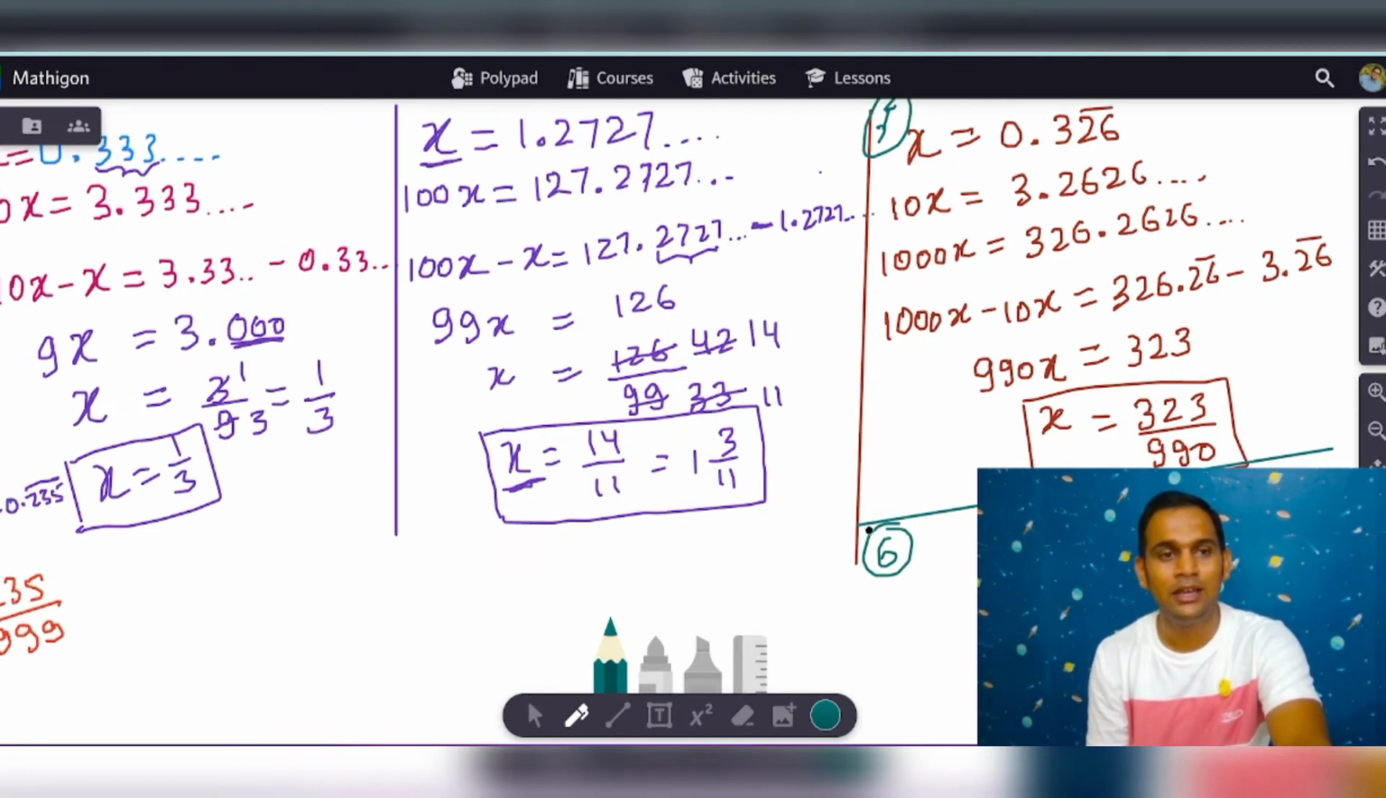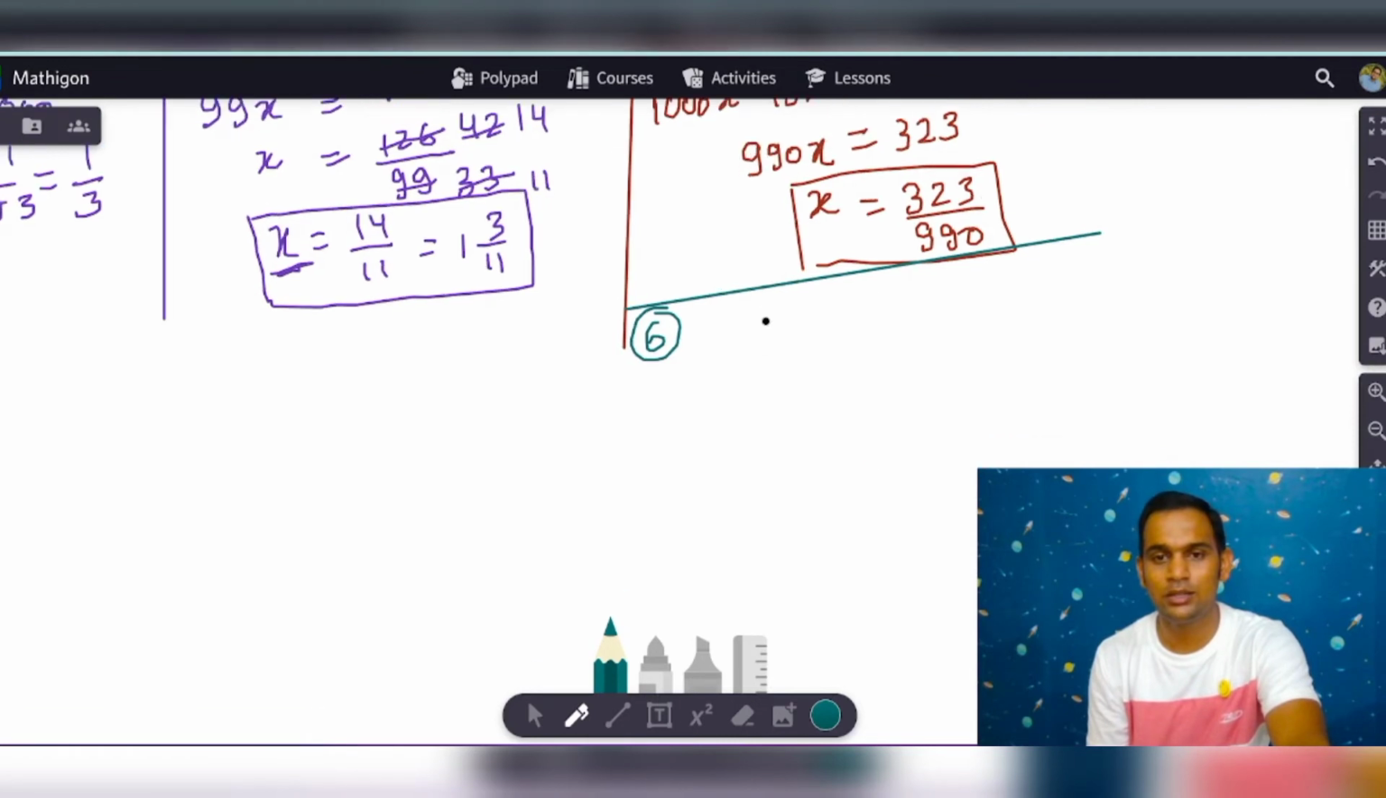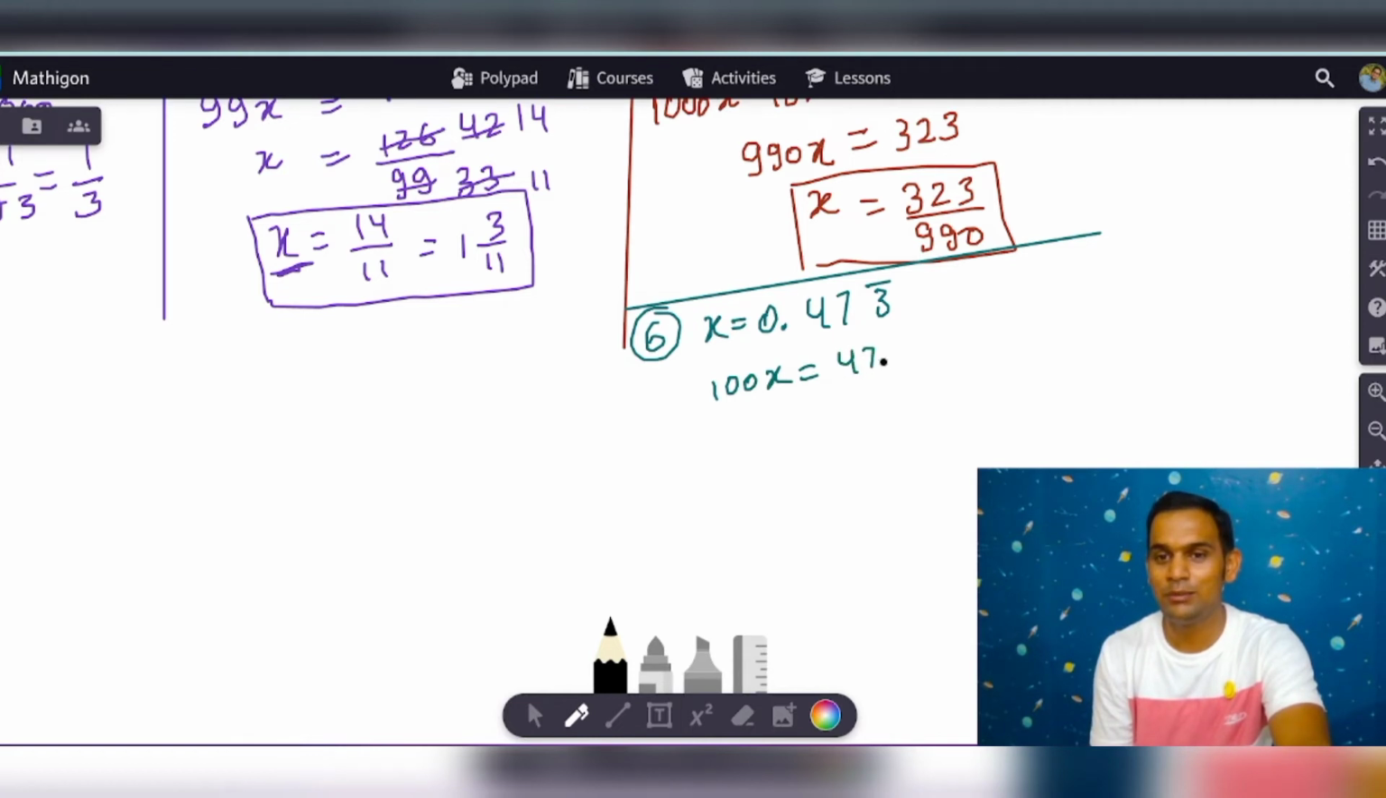So we have 0.473 bar. This is nothing but x. So what do we multiply with? We have to get 3 bars, so we can multiply it by 100x, which equals 47.3333..., and then we can multiply it by 1000x.